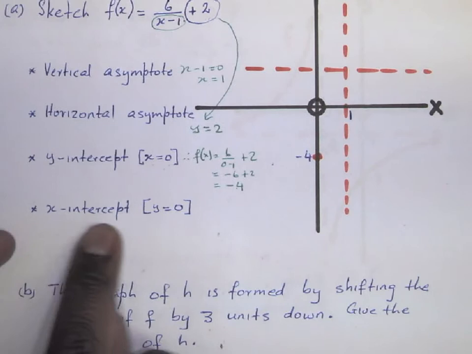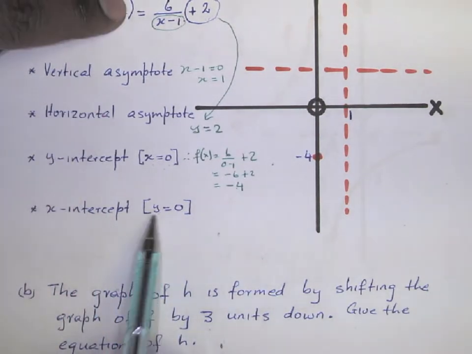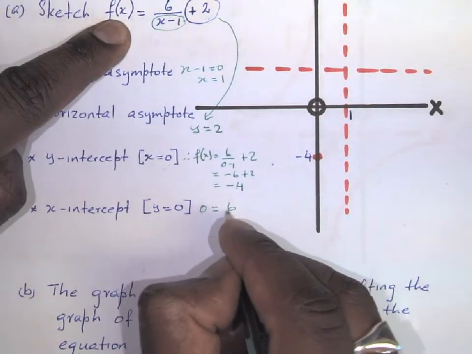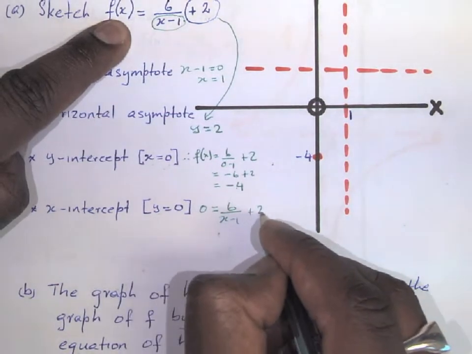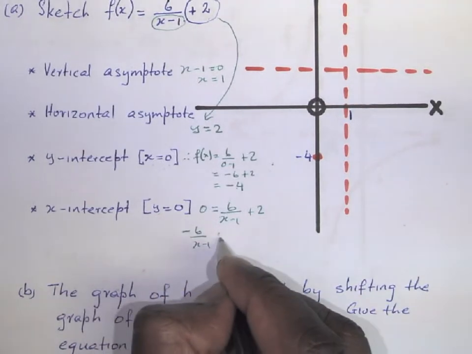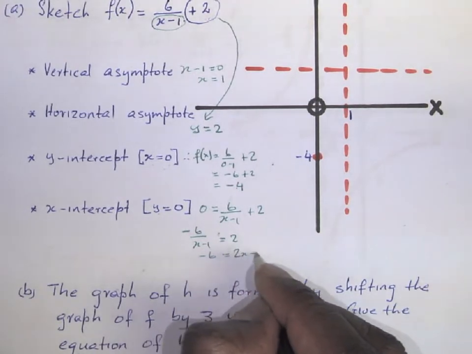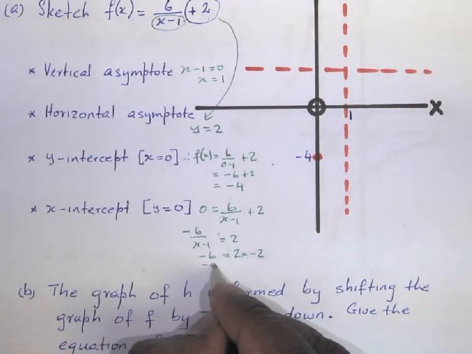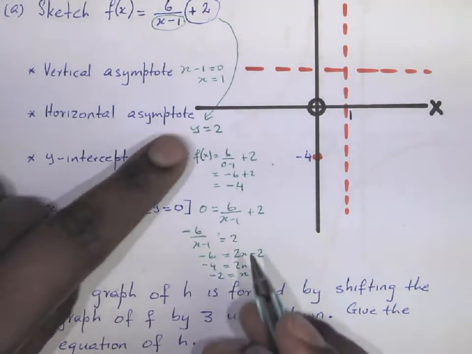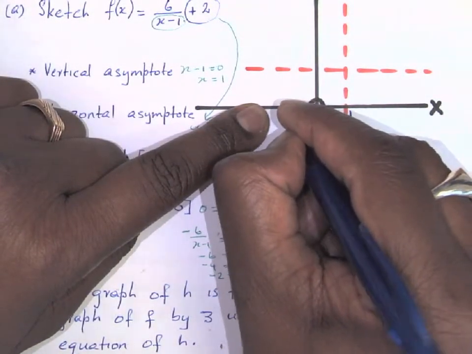The next one is to work out the x-intercept. Now to find the x-intercept, that is when we make y 0. So now I've got 0 equals 6 over x minus 1, then plus 2. Now I'm solving for x, so I can take this across. I've got minus 6 over x minus 1, which is equal to 2. I can cross multiply. Minus 6 is equal to 2x minus 2. Take this across, you'll get minus 4 is equal to 2x. So x is equal to minus 2. So when x is minus 2, that is where the graph will cut.